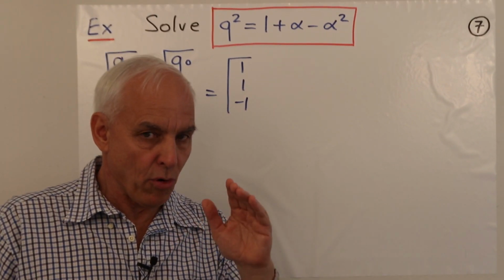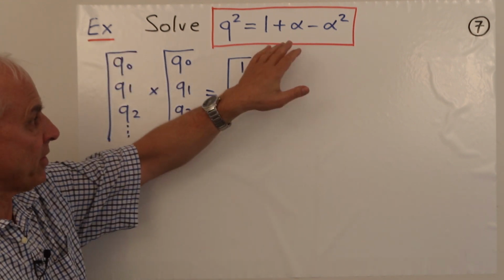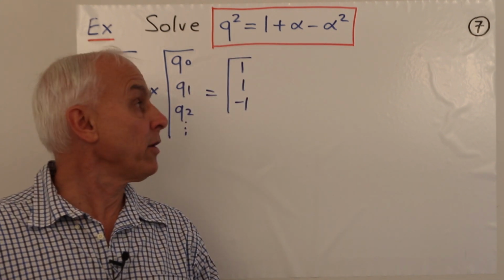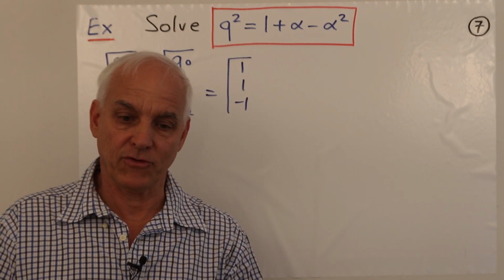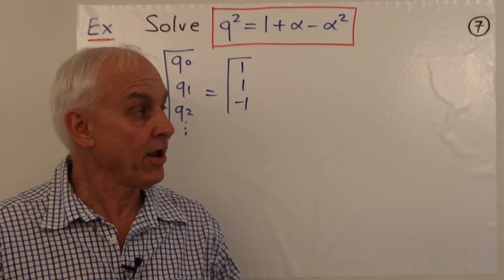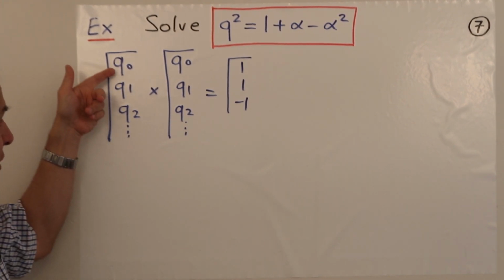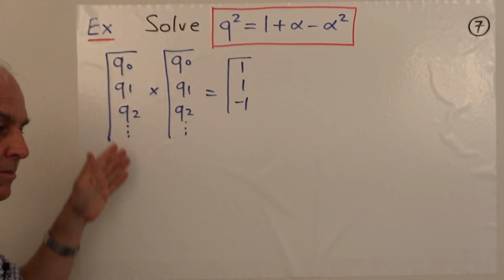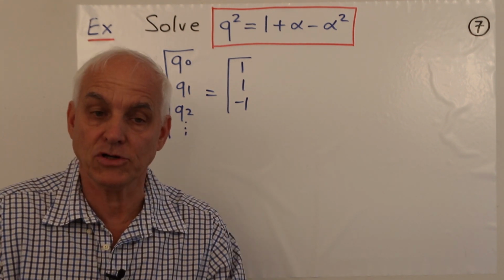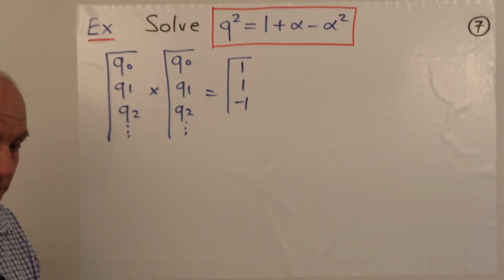Okay, so this is such an important technology. I want to show you the same kind of problem, but with a little bit more sophisticated right-hand side. So let's try to solve q squared equals 1 plus alpha minus alpha squared. We're looking for a polynumber, or probably a Polyseries, that will satisfy this equation. And we suppose that q is given by q0, q1, q2, some coefficients or entries which are to be determined. And our job is to determine them. We're going to do so one at a time, starting from the top.